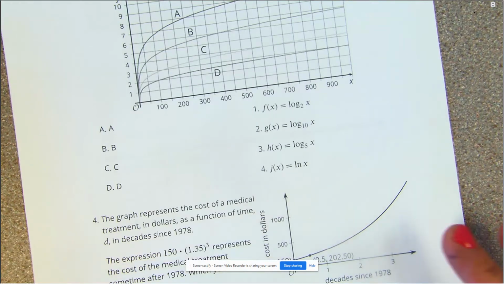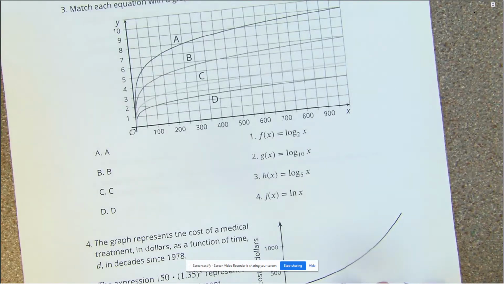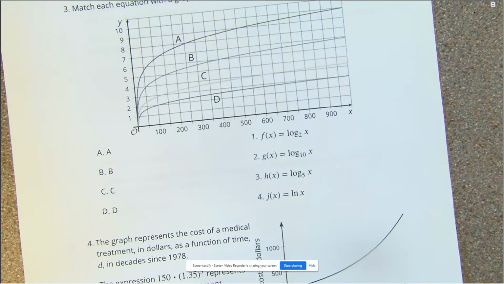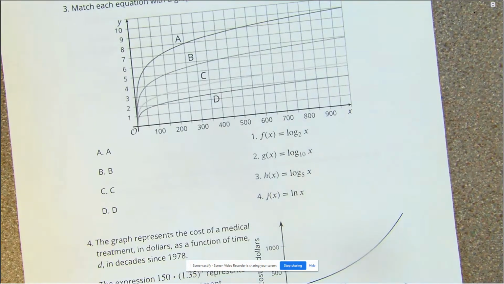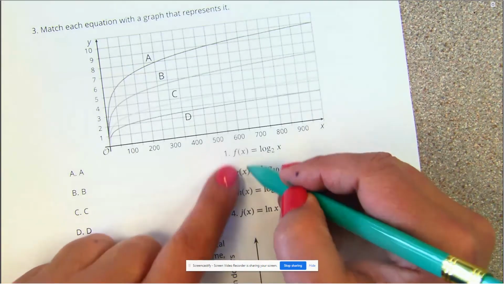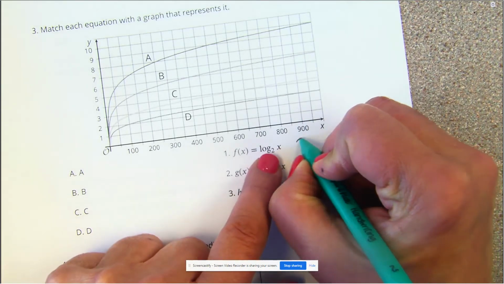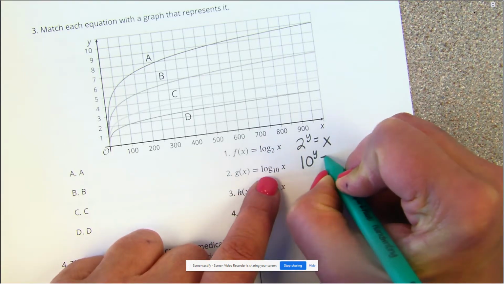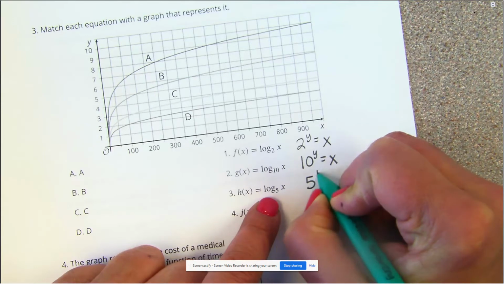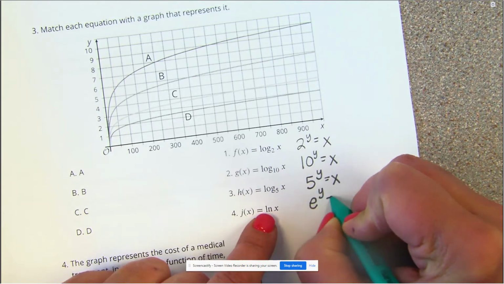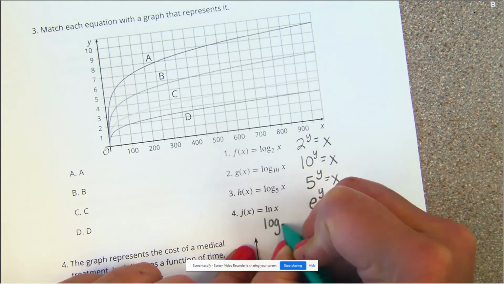Number 3. Match each equation with a graph that represents it. So again, I'm going to use the strategy. I'm going to try to find a point that I can reason with and then kind of work backwards. I'm also going to rewrite these as exponentials. I'm just going to say y for now on these. So 2 to the y is x, 10 to the y is x, 5 to the y is x, and ln means e to the y equals x, right? That's log base e of x.